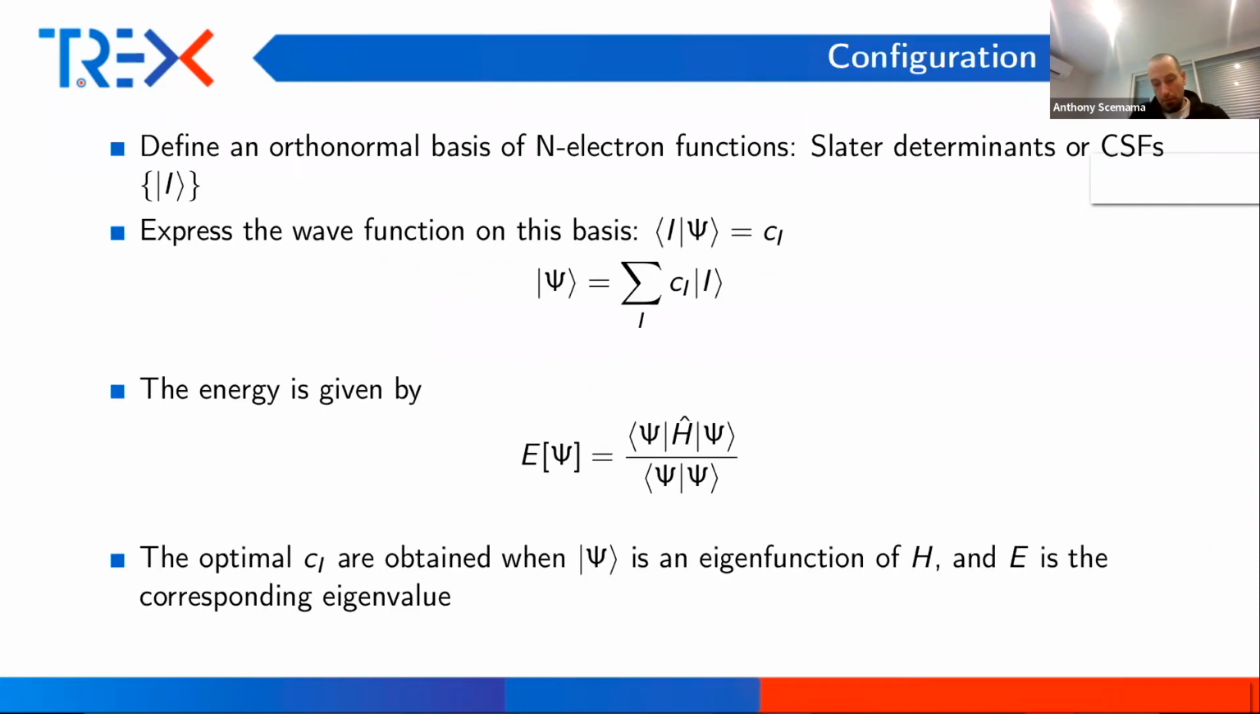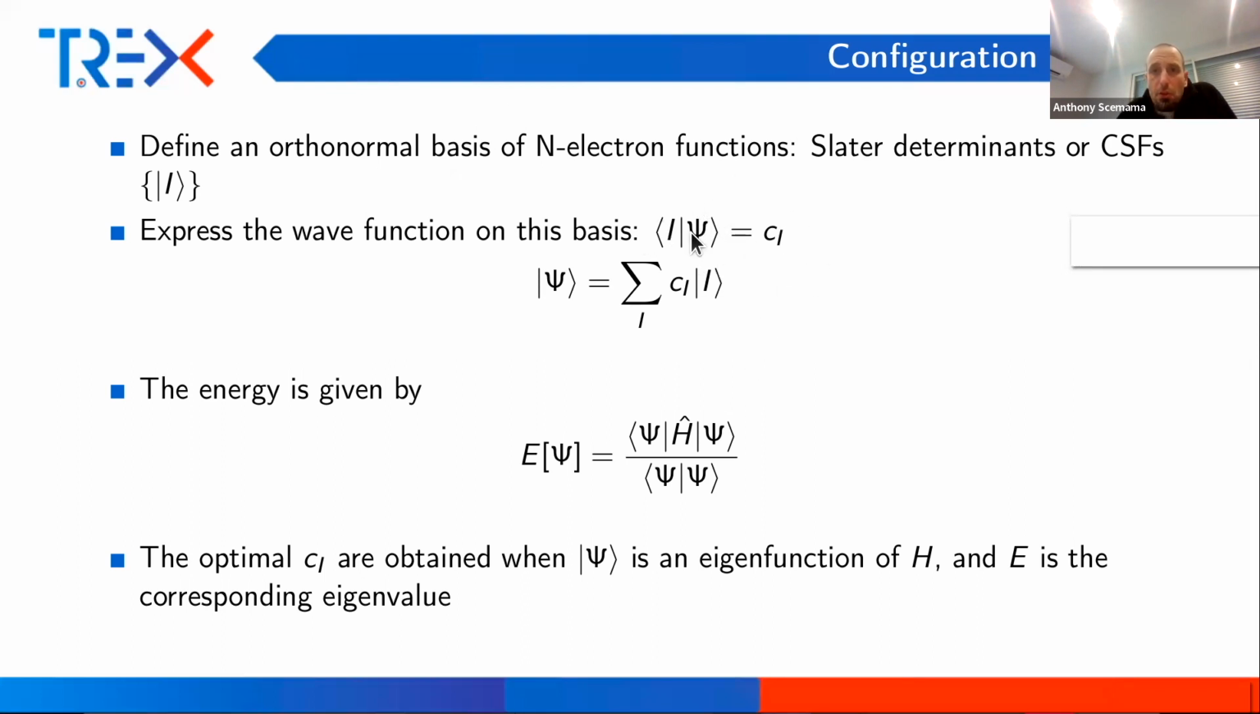Okay, so let's move on to configuration interaction. So how do we make a configuration interaction? As I said, we define an orthonormal basis of N-electron functions, so the Slater determinants or the CSFs. And then we will express the wave function in this basis.